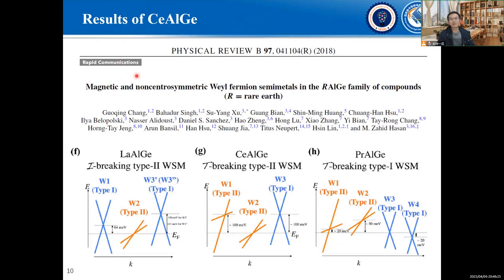The compound we studied first is cerium aluminum germanium. In 2018, a theoretical paper was published about this family of compounds. They did DFT calculations, starting from lanthanum aluminum germanium, and found that it's a type-2 Weyl semimetal. This is realized because this compound already breaks the inversion symmetry. If we replace the lanthanum with cerium or praseodymium, both of which are magnetic, then time reversal symmetry is also broken. In this case, they found that the Weyl points will be further stabilized by the time reversal symmetry breaking.